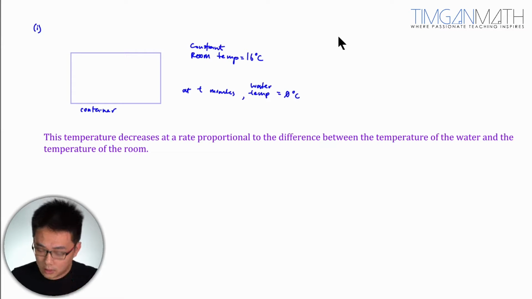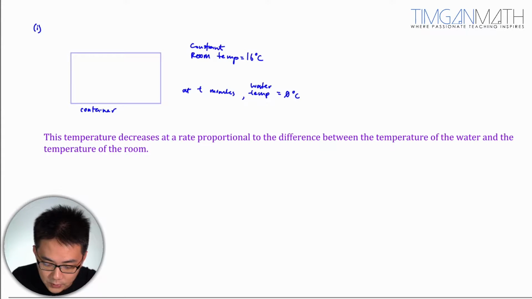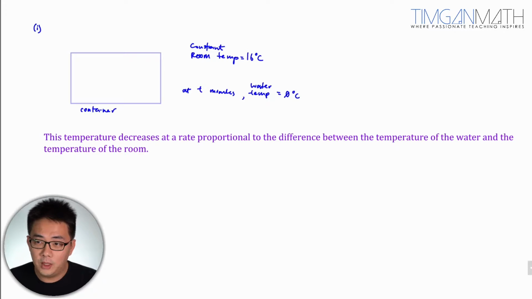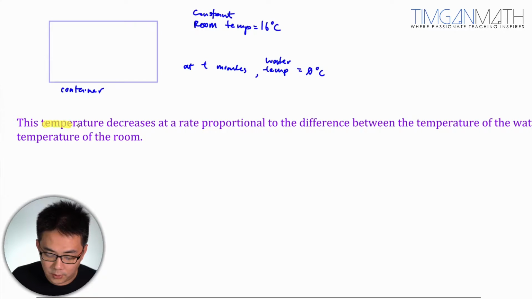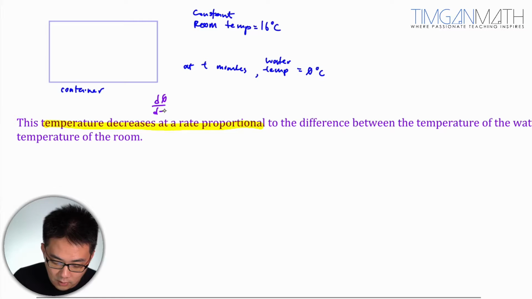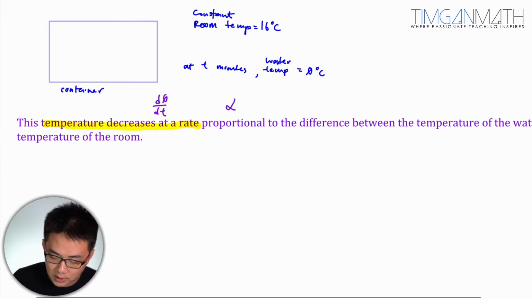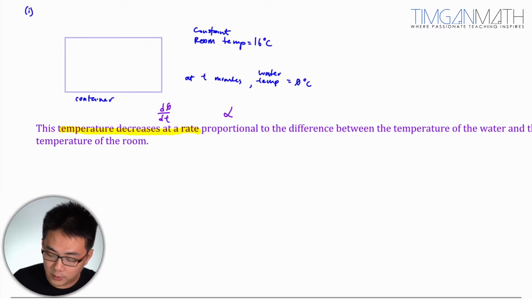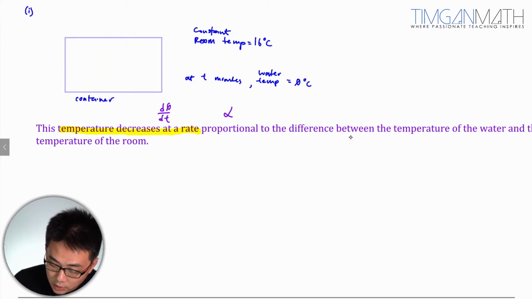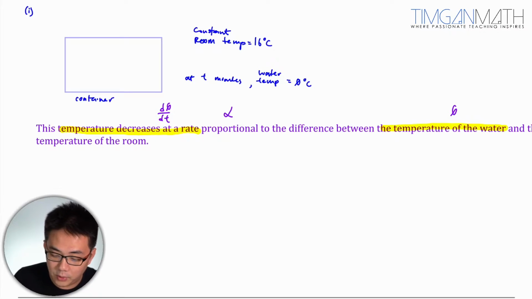So this sentence here would be the one which gives you the formula of the differential equation. The temperature decreases, so this temperature is decreasing, meaning to say this is d theta dt, right? Proportional, meaning it's a proportionality sign. The difference between the temperature of the water, which is theta, and the temperature of the room, which is held constant at 16 degrees.